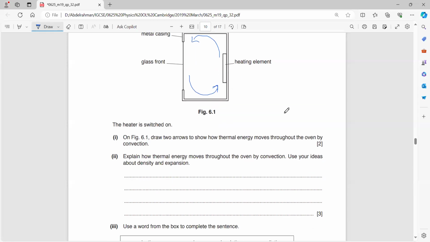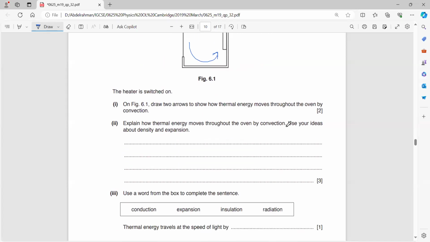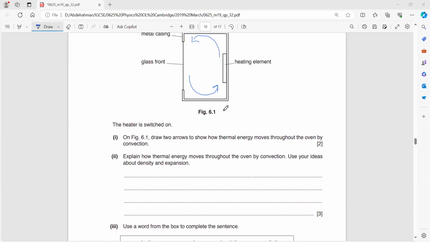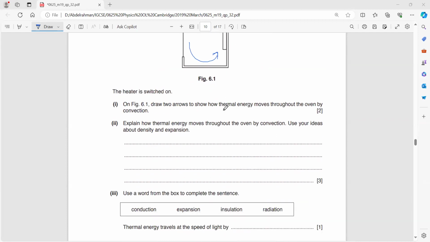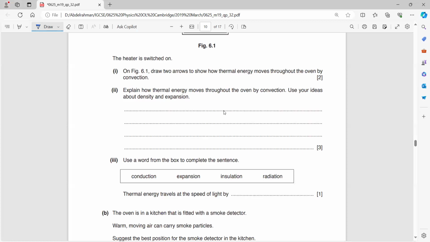Explain how thermal energy moves throughout the oven by convection. We know how convection moves, huh? Can someone remind me? How does convection transfer heat? Any ideas? The hot air goes up and the cold air goes down. Hot air moves up and cold air moves down, due to hot air having less density than cold air. Thank you. Okay, so the volume of the hot air increases.